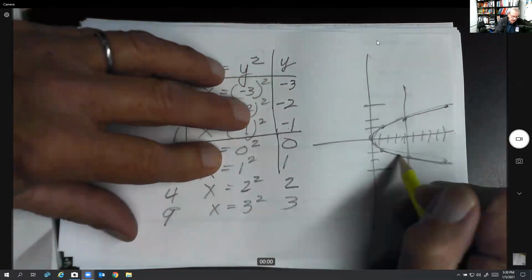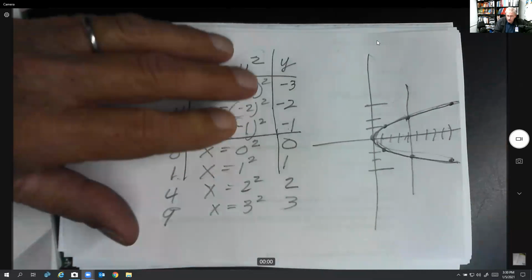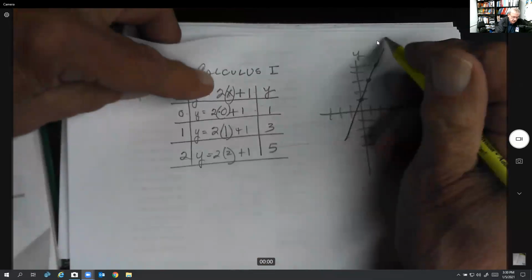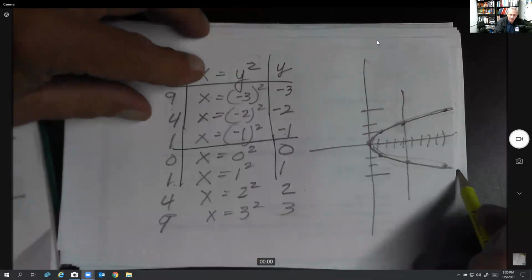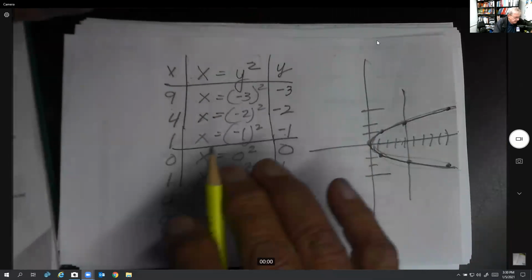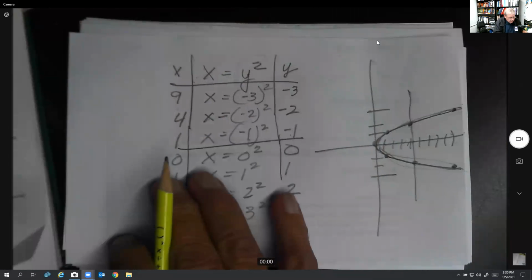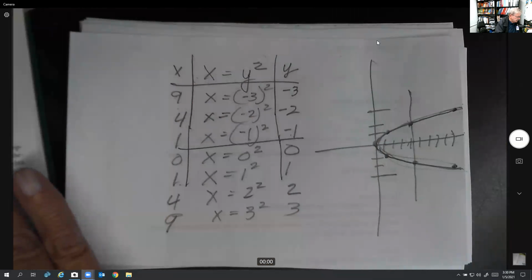And that's why it's a little bit harder for us to graph it, because we're so used to this being a function. This is a function. But when we try to graph a non-function, they're usually a little bit harder to graph because we don't really visualize them so much.